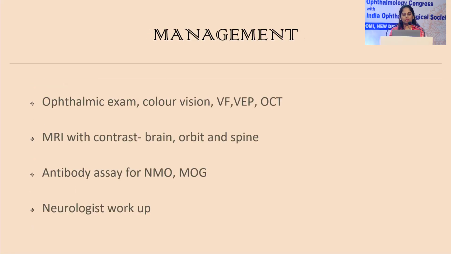Next, coming to the management of optic neuritis, do a thorough ophthalmic evaluation, color vision. In an uncooperative child, you can do a VEP, and OCTs and visual fields in a cooperative child. Never miss an MRI with contrast, do a brain, orbit as well as a spine MRI, because there might be demyelination even in the spine, especially in NMO cases. Antibody assay has to be done for NMO and MOG, and of course, a neurologist workup is required for all these cases.